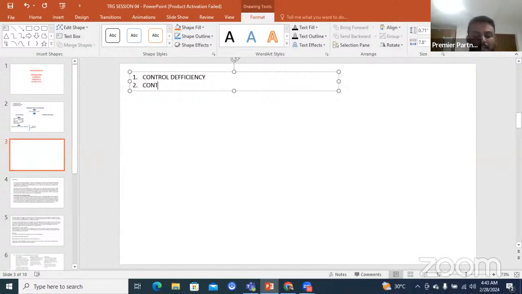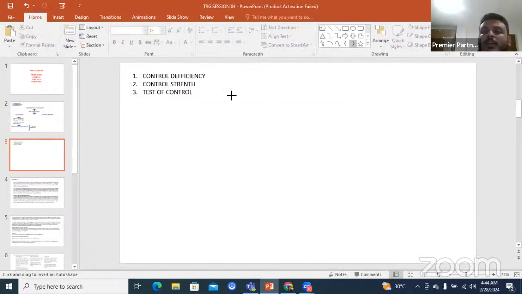Second one, control strength. Third one, test of control. So these are the common questions. These are the 3 questions that are possible from this.